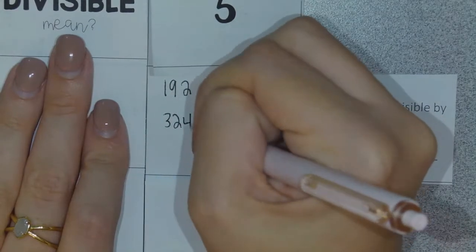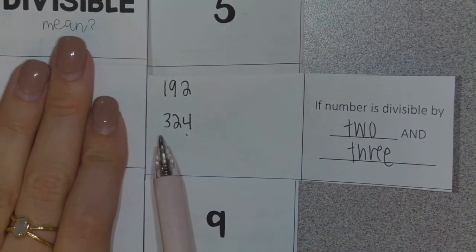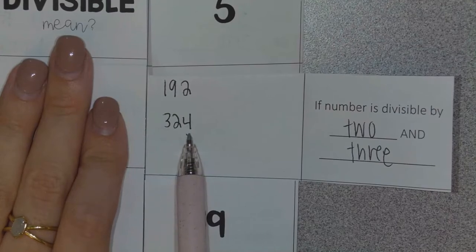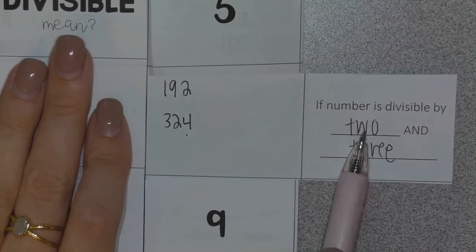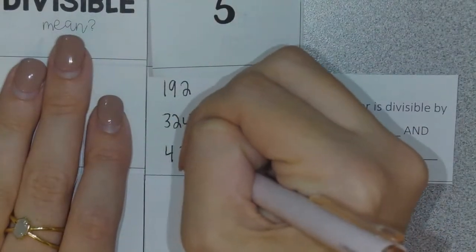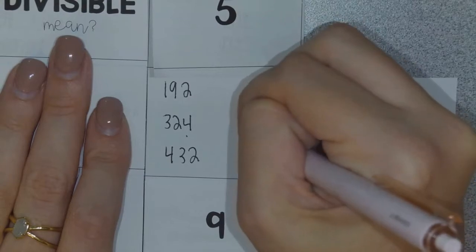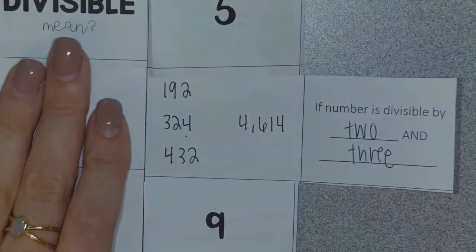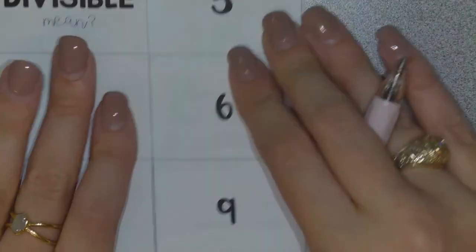324 ends in an even number, so there's the 2. And then 3 plus 2 is 5, plus 4 more is 9. 9 is divisible by 3. Since it meets both of those rules, it is divisible by 6. 432 would be another example. 4,614 would be another example. And we'll go ahead and stop there.